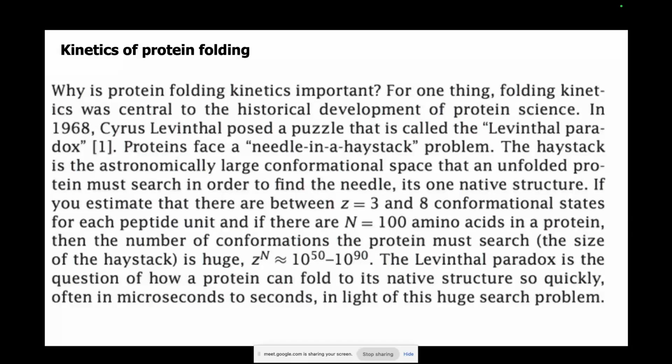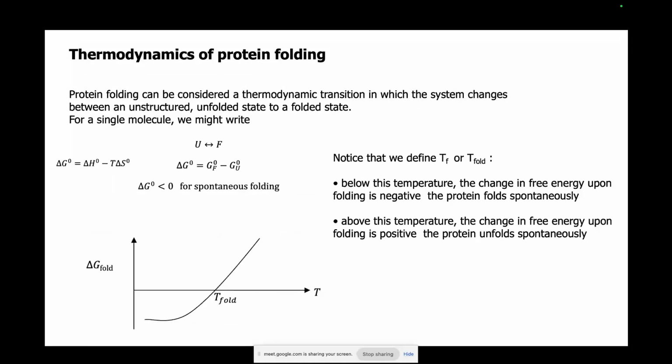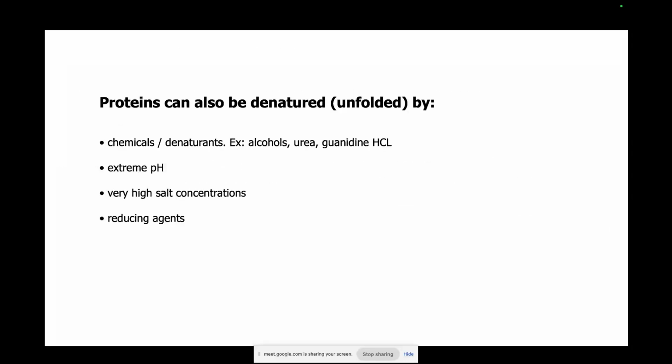Now this was about thermodynamics. The takeaway is that the delta G is generally negative, but there is a temperature limit to that. If you move above a certain temperature, the delta G becomes positive. So below a certain temperature, a protein would fold spontaneously, and above a certain temperature, that folded protein would unfold spontaneously. And there are other ways to do the unfolding as well.